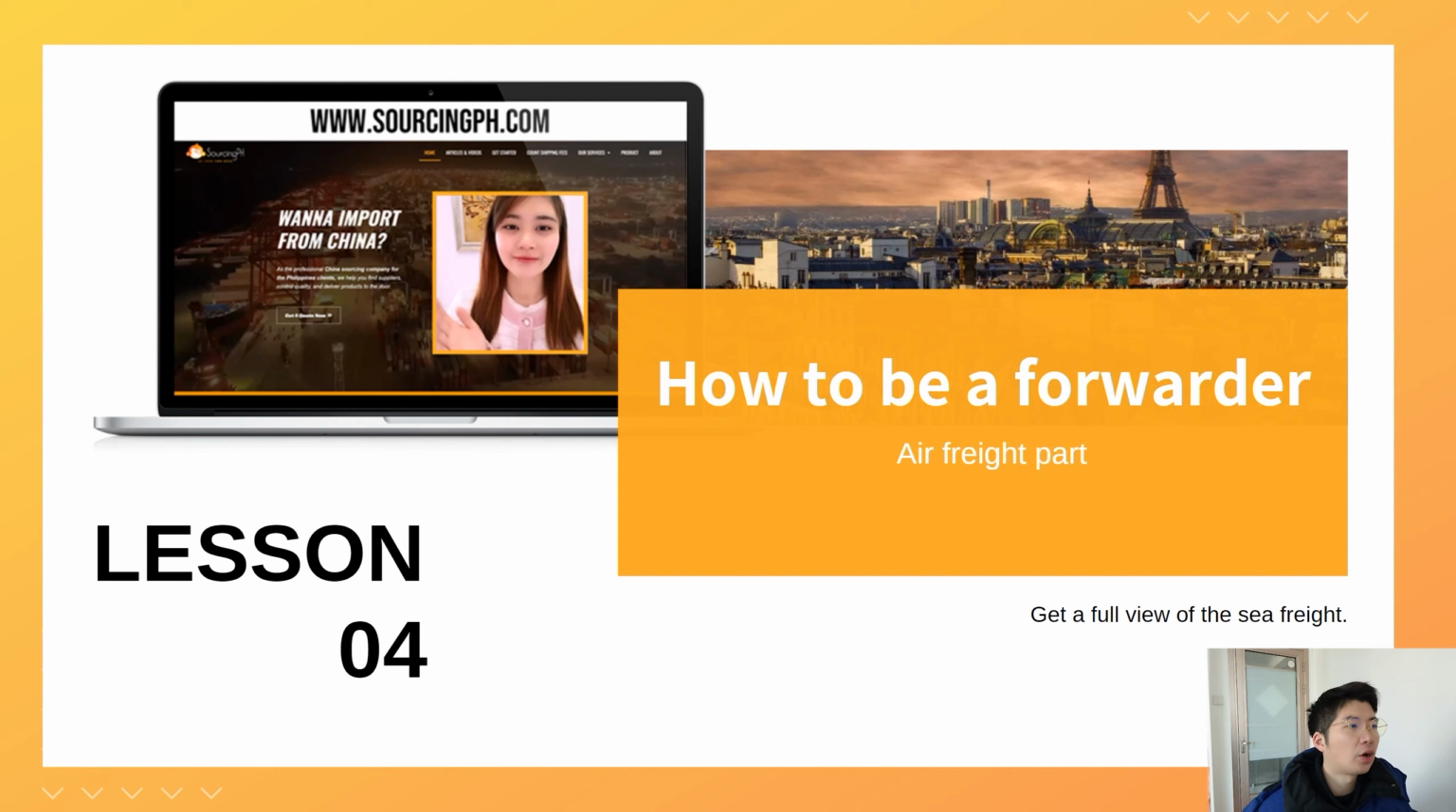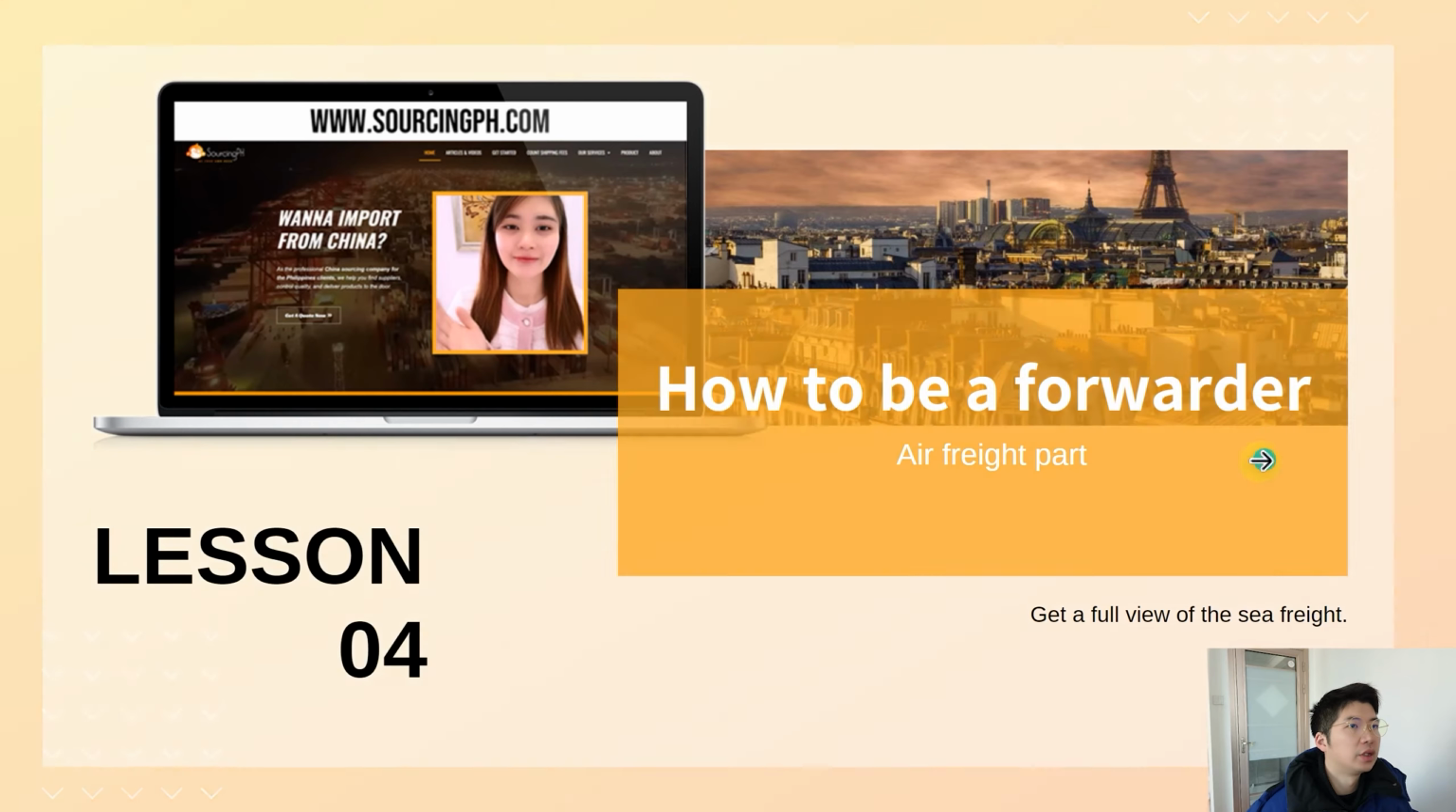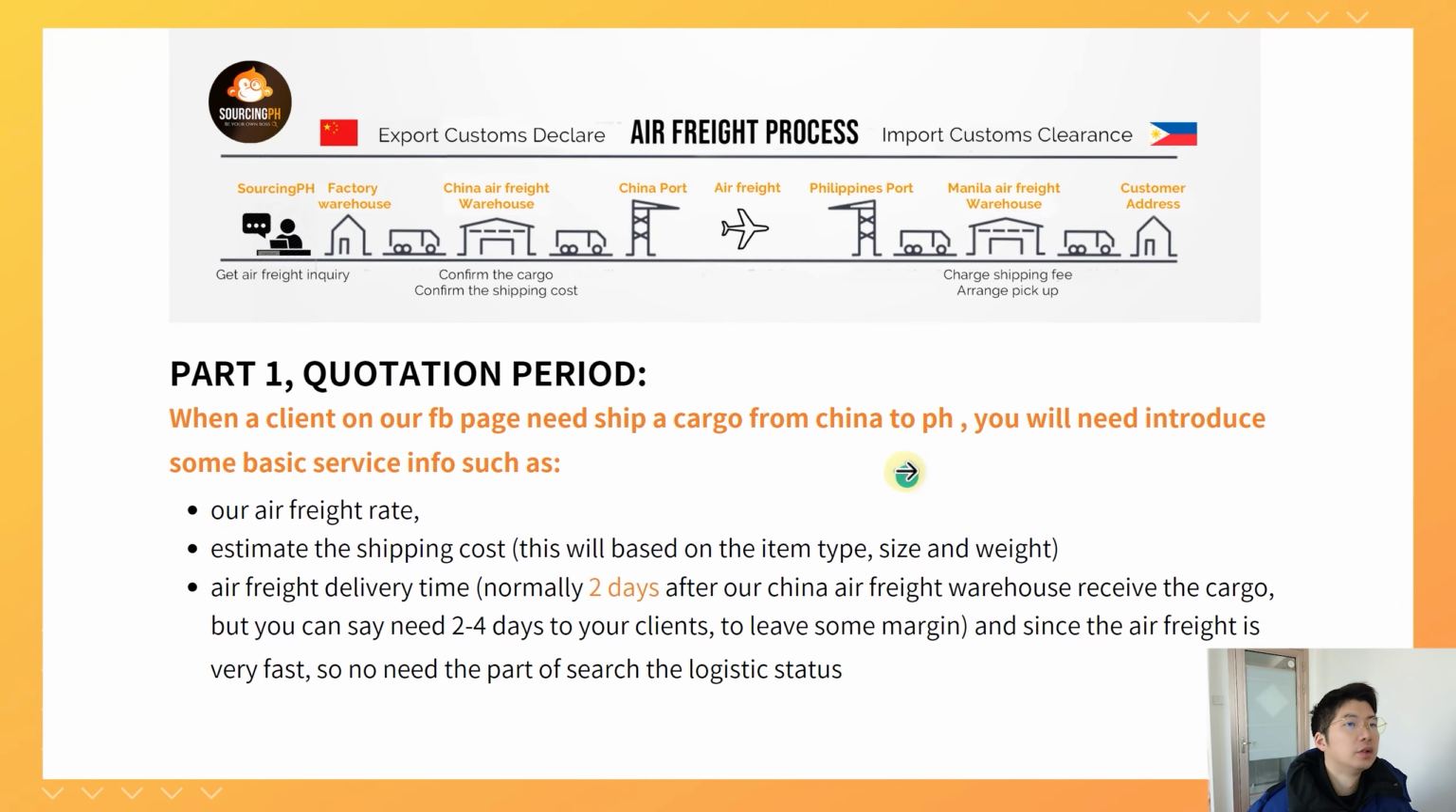Lesson 4, how to be a forwarder, air freight part. Today we will get a full view of air freight. First, let's see the picture of the air freight process. The air freight process is mostly like the sea freight process, with only a bit of difference.